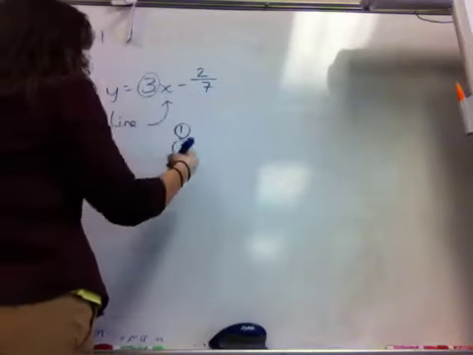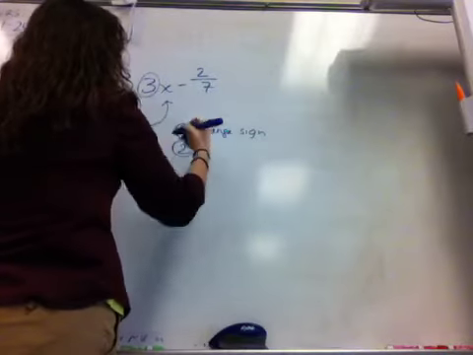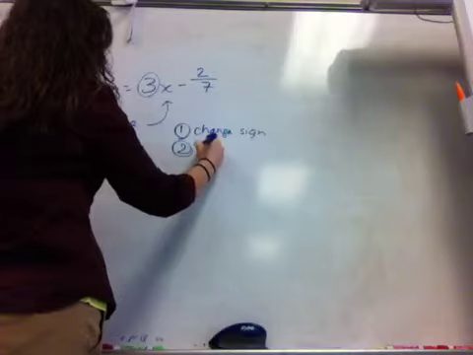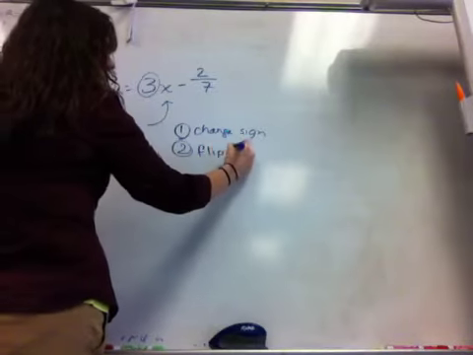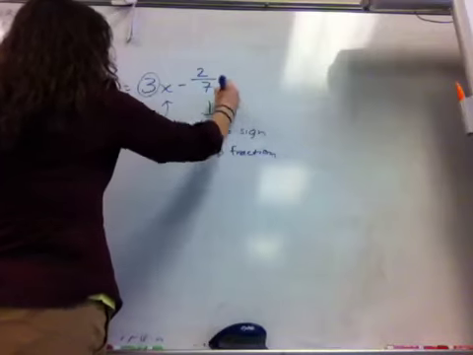You're going to take the slope. One thing you're going to do is change the sign. If it's positive, it becomes negative. If it's negative, it becomes positive. Second thing is you are going to flip the fraction. Okay, so let's apply these for perpendicular slope.